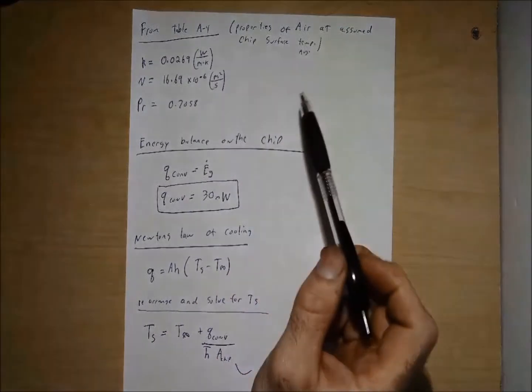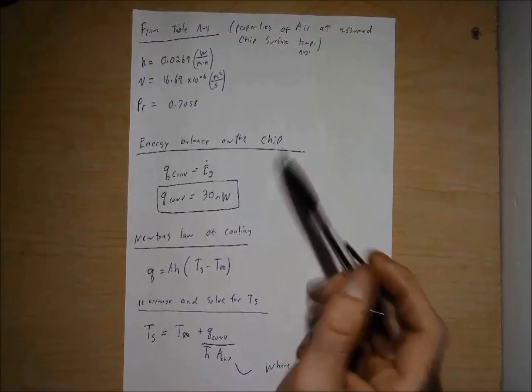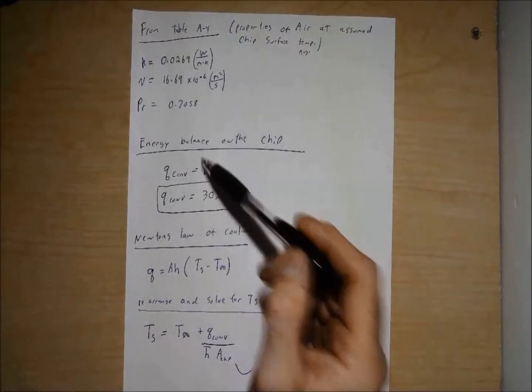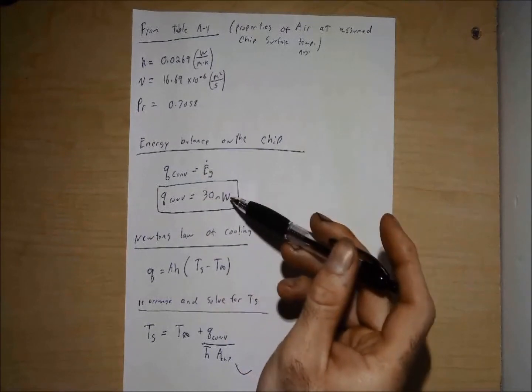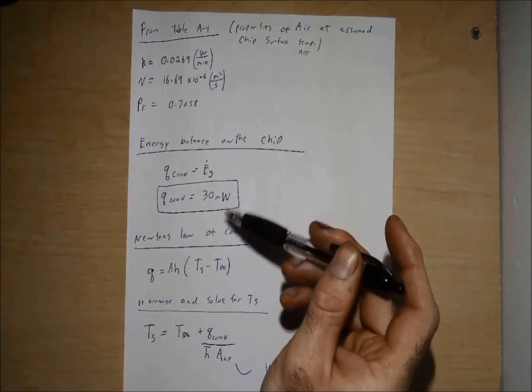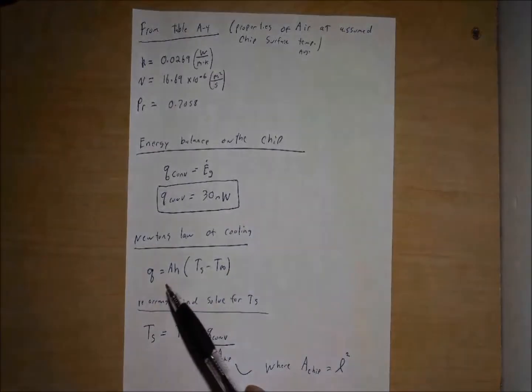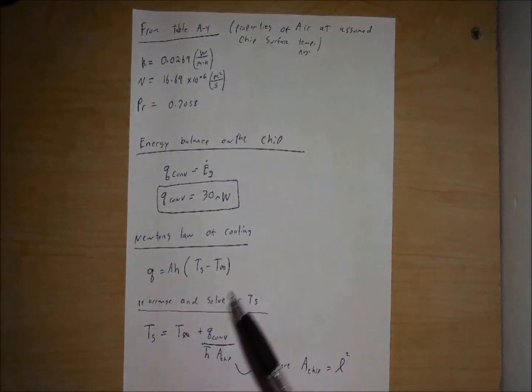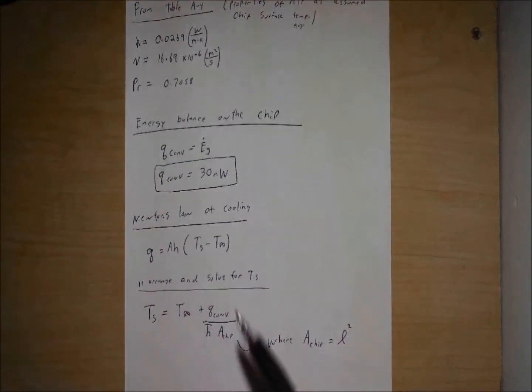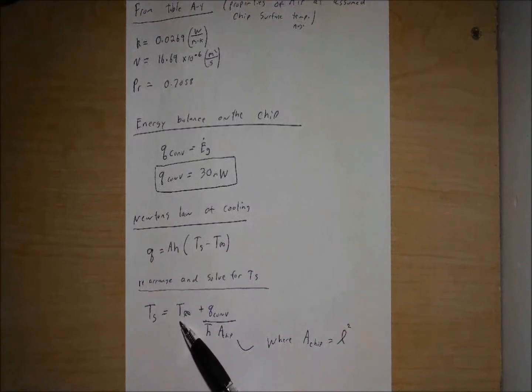The next thing we want to do is perform an energy balance on the chip. So Q convection is equal to E_G dot, which is given in the problem statement as 30 milliwatts. From there, we can use Newton's law of cooling, where Q is equal to A H times the temperature difference, T_s minus T_infinity. Now we can rearrange and solve for our surface temperature. T_s is equal to the surrounding ambient air temperature T_infinity plus Q convection over H times A of the chip, where A of the chip is L squared. This is a square chip.